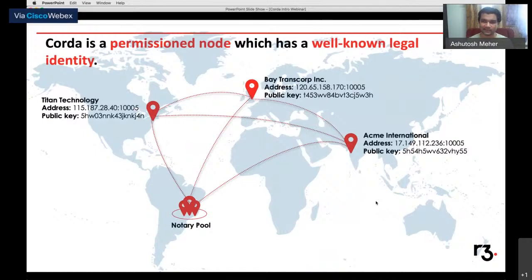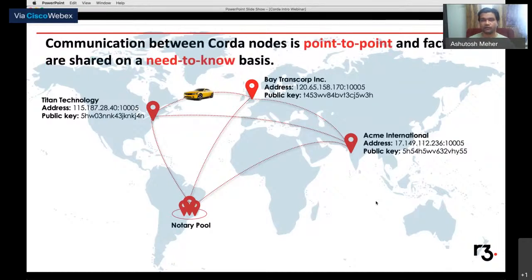So if I am Titan Tech and I want to do a transaction on this network, I know that there are two other participants, and I know them by their name, right? They are Bay Transcorp and Acme International. They are legal identities. They're not just pseudo-anonymous people where you don't really know who they are, or do they even exist. But since it's a permission network with well-known identities, you know that these people really exist and you can do business with them. You can trust the network on that. All right, that's the first problem solved. You have the problem of identity solved.